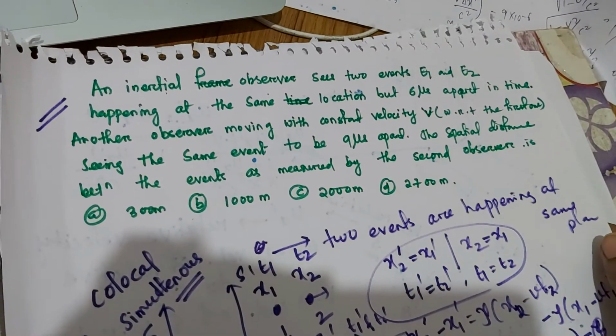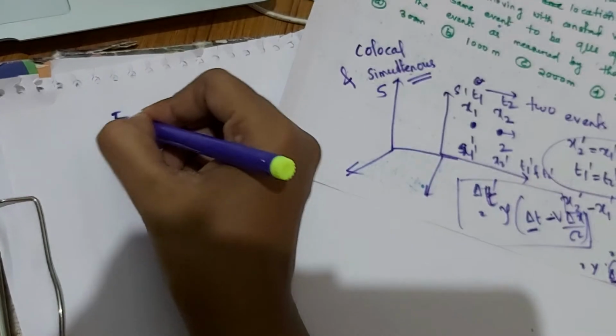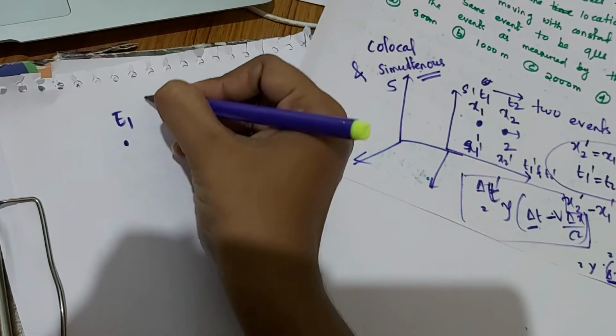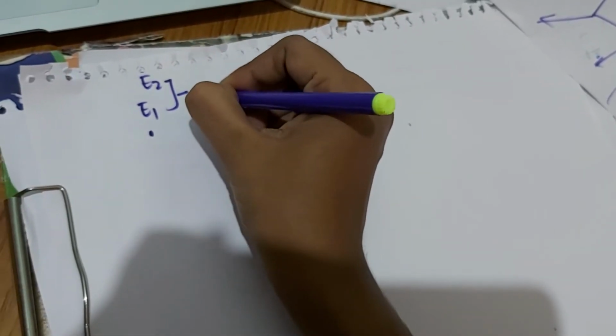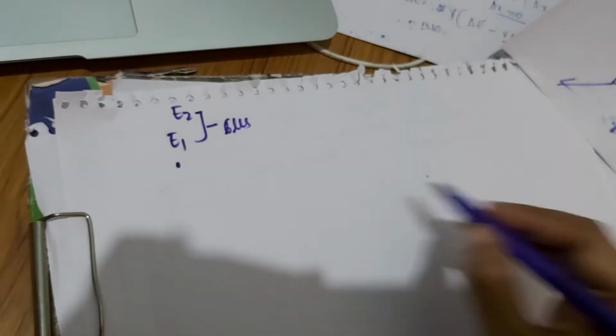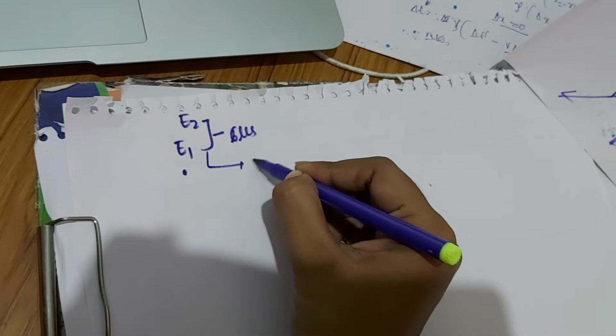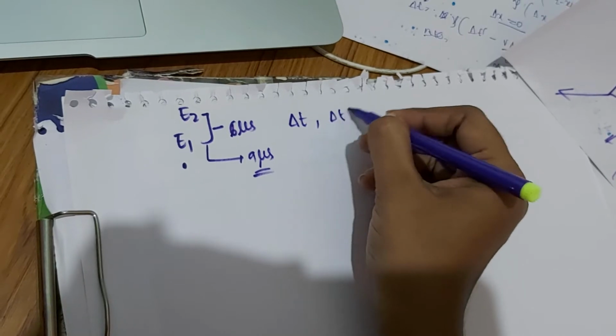So the question is, both the events are happening at the same location but 6 microseconds apart. There are two events, E1 and E2. At this point both events are happening, but the time difference between them is 6 microseconds. Similarly, if observed by another observer, the events are 9 microseconds apart. So, as you can see, delta t and delta t prime are given.